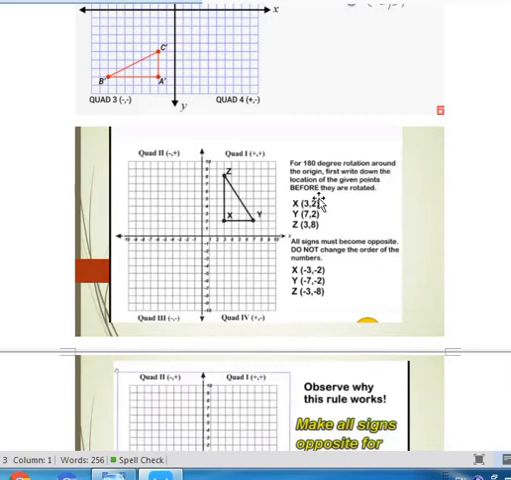First, write down the location of the given points. Don't forget to write down the location of the given points before they are rotated. Here x is 3 and 2, here y is 7 and 2 also, then z is 3 and 8. Then draw here x, y, z. All signs must become opposite. Do not change the order of the numbers.